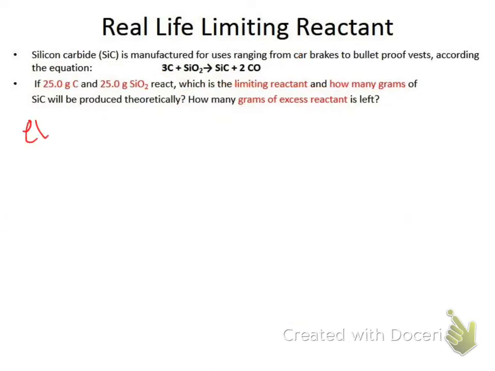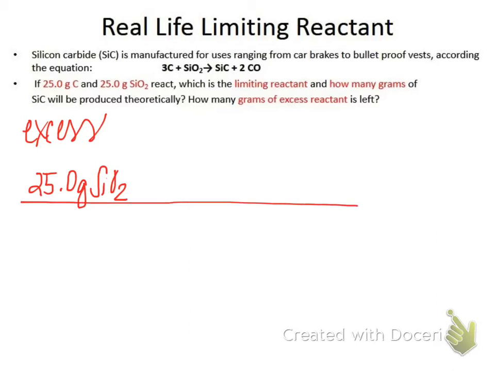So for excess, we determined that silicon dioxide is our limiting reactant, so we're going to start with that again. Remember when we first started doing stoichiometry, I told you you can relate anything in a stoichiometry problem to anything else. It doesn't have to be reactant to product; it can be reactant to another reactant. That's what we're going to do. We're going to calculate how much carbon is needed to completely react with the 25 grams of silicon dioxide. So we've got silicon dioxide, and we're going to divide by its molar mass.